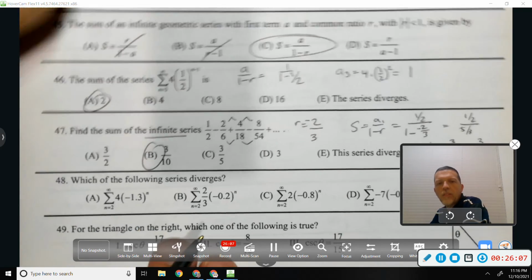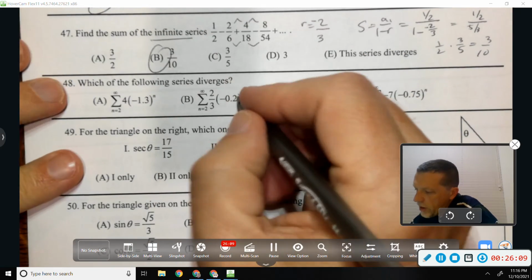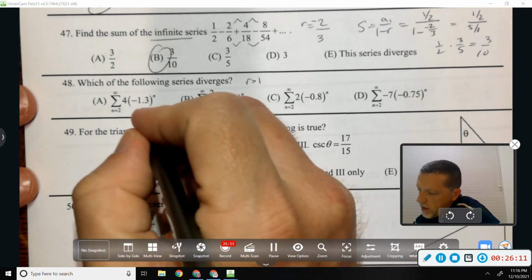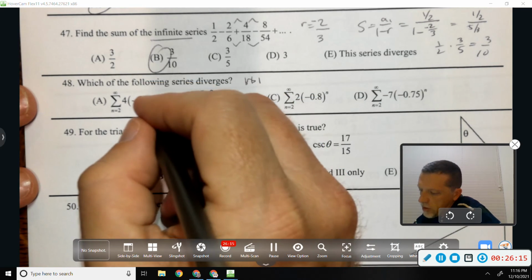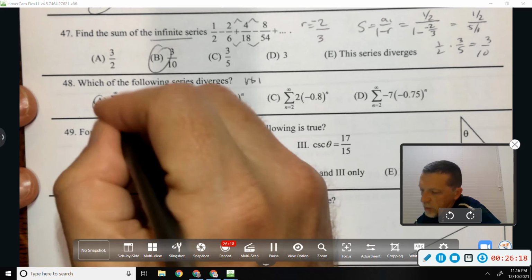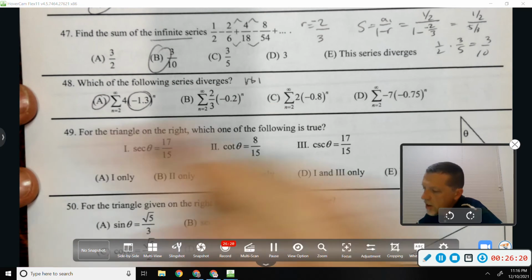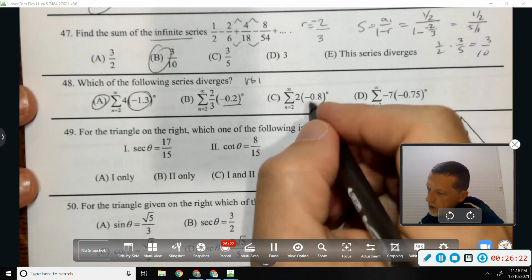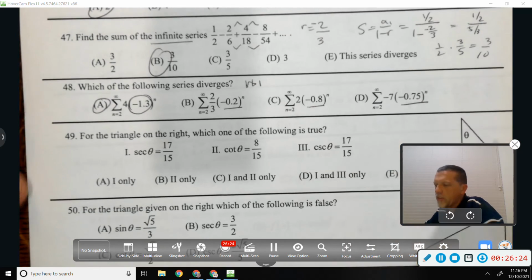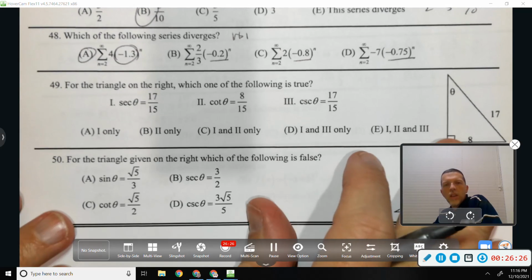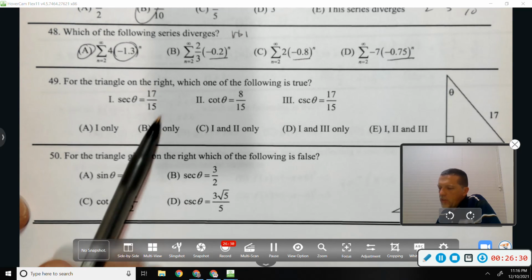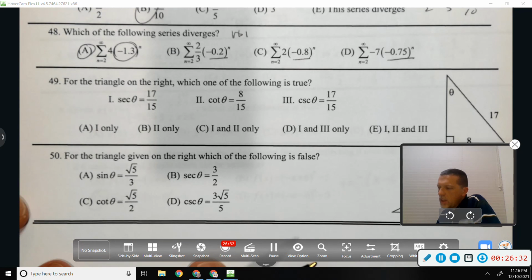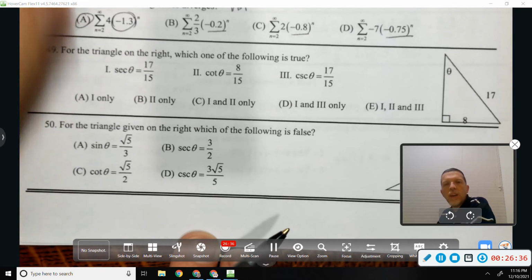48. Which one diverges? Well, it diverges if r is greater than 1, or absolute value of r is greater than 1. So, like letter A, this is going to be getting bigger and bigger. So that diverges. 0.2 is less than 1. 0.8 is less than 1. 0.75 less than 1. We just did things like 49 and 50. So let's do 49, keeping with the odds, and that'll be it.